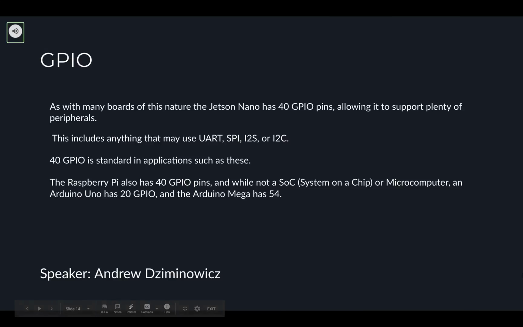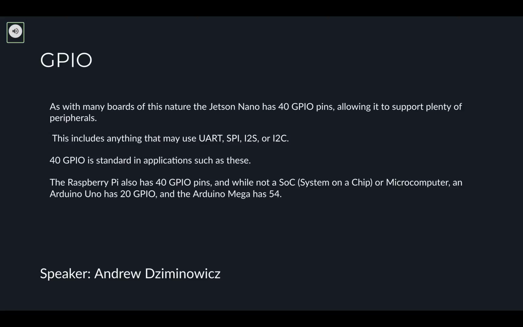GPIO, or General Purpose Input and Output. As with many boards of this nature, the Jetson Nano has 40 GPIO pins, allowing it to support plenty of peripherals. This includes anything that may use UART, SPI, I2S, or I2C. 40 GPIOs is standard in applications such as these.